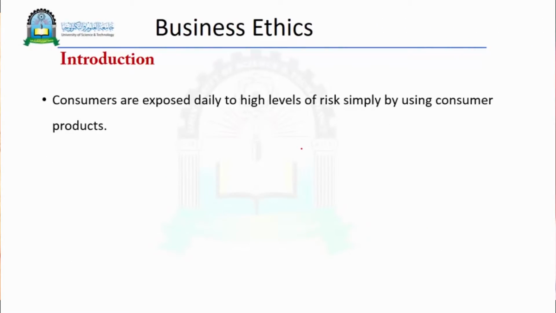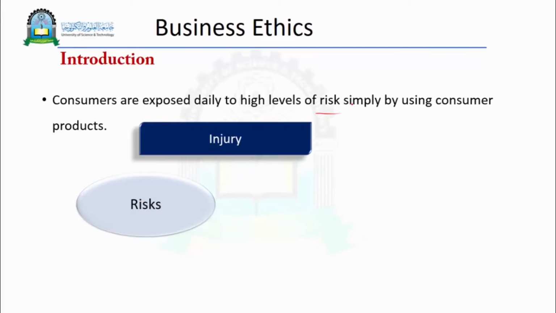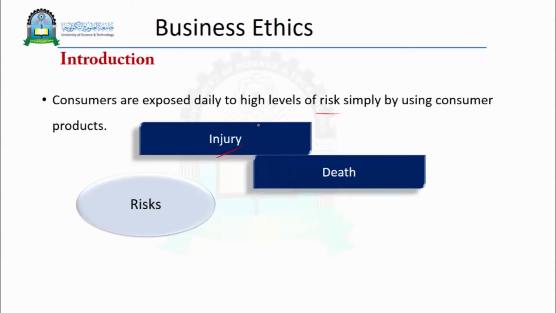So here, consumers in today's business are exposed daily to high levels of risk simply by using consumer products. So what kind of risk may we face by using such commodities? Here, the kind of risk we may face in our daily life is injuries, for example. So maybe by buying or using one of these products we may face problems that lead to injuries. And there are a lot of examples of unsafe products that cause a lot of injuries. These products can also lead to death. So talking about drugs, chemical substances used in certain products may cause death.